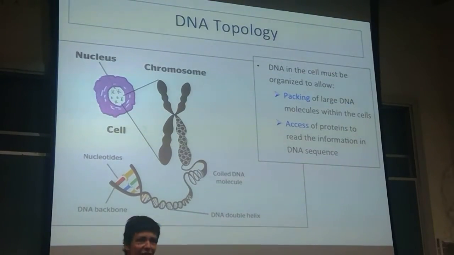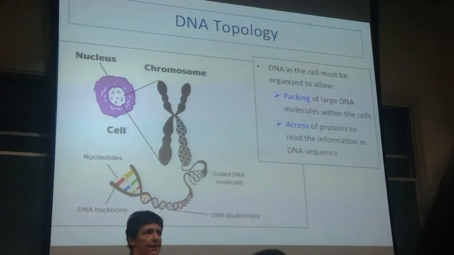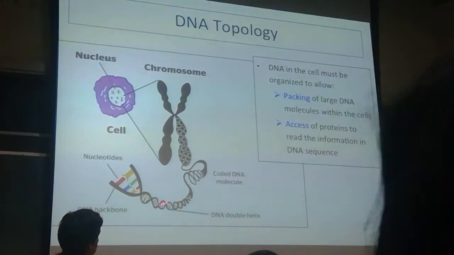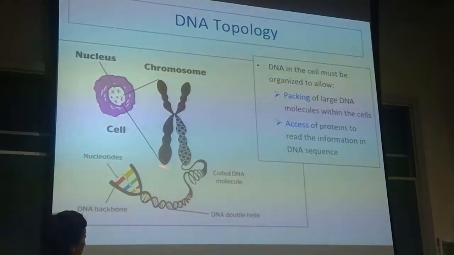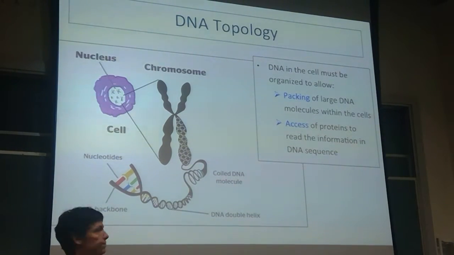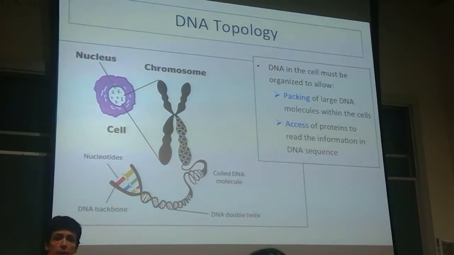Okay. So basically, what we're looking at now in the 20 minutes that I have left is how you go from this to this and put it inside this. Because you've got 46 of the stuff to put into the nucleus. So you need packing and you need access. Like I said, this is a balance between needing to compact everything, but still needing to be able to read it when I need to read it.